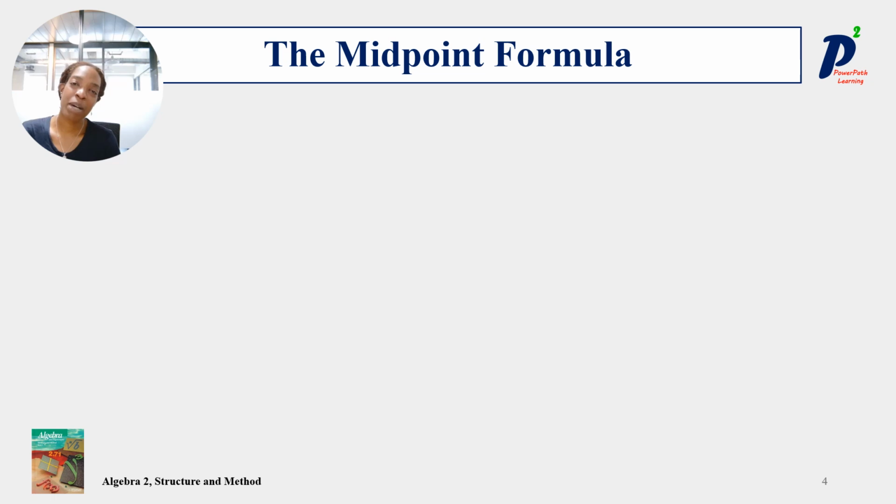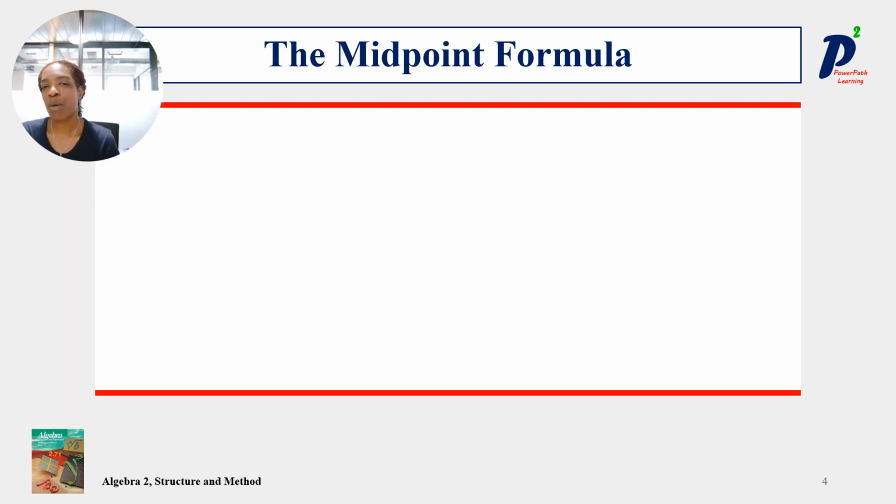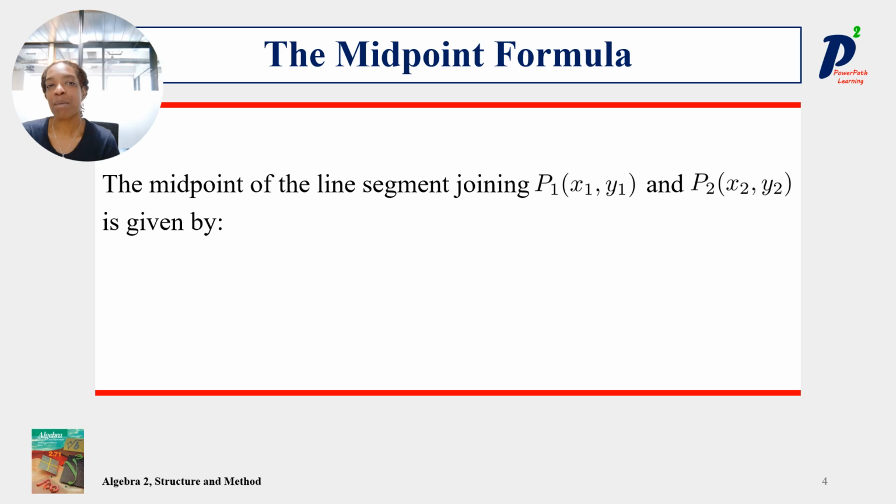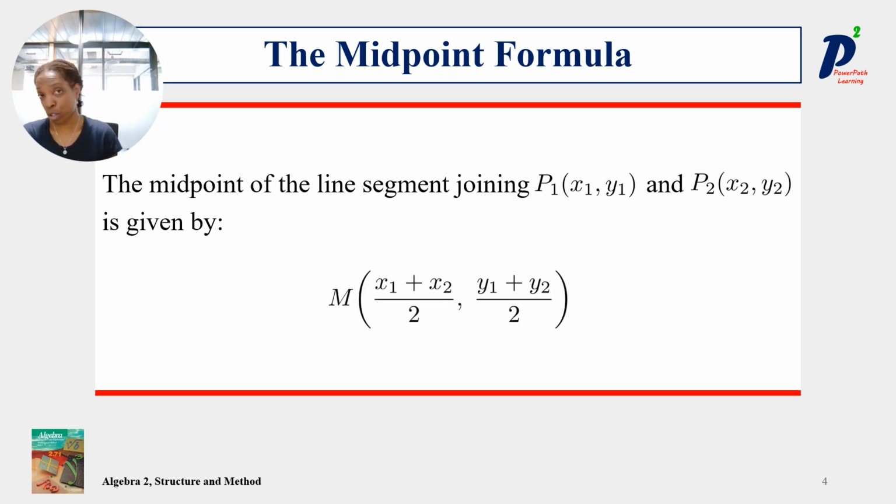So we learned about how to use the distance formula in our previous video. In a similar way, we can prove that the midpoint of the line segment joining P1 and P2 is given by taking the average of the x coordinates and the average of the y coordinates. So you end up with x1 plus x2 over 2 as your x coordinate, and then y1 plus y2 over 2 as your y coordinate.